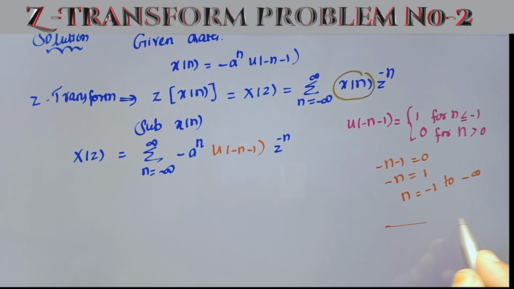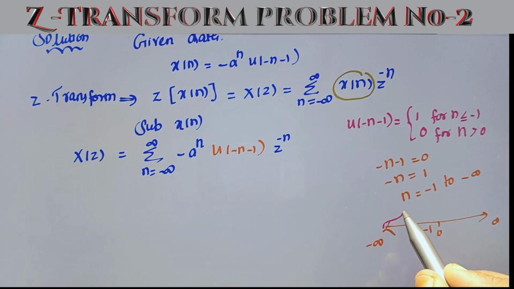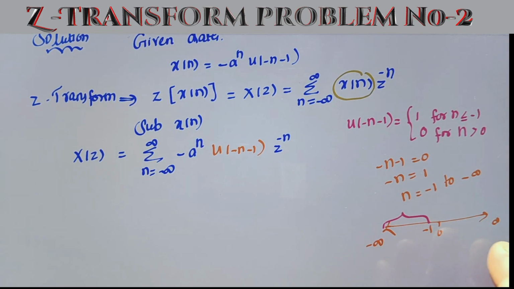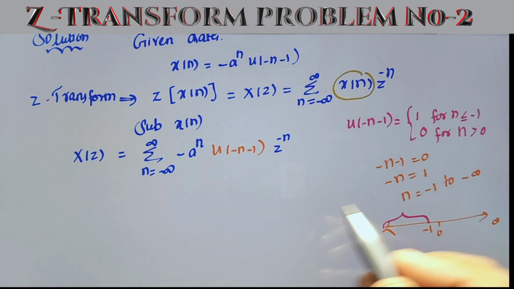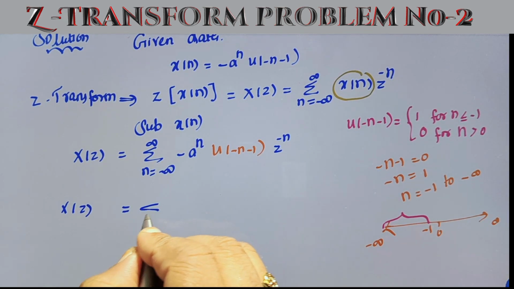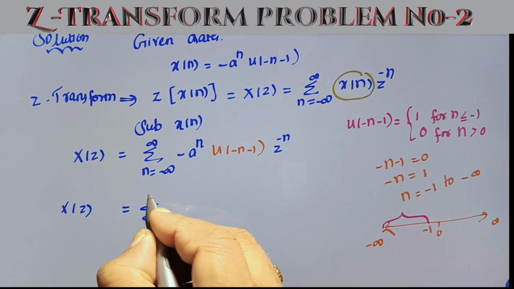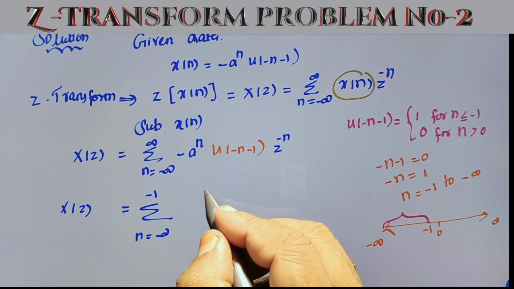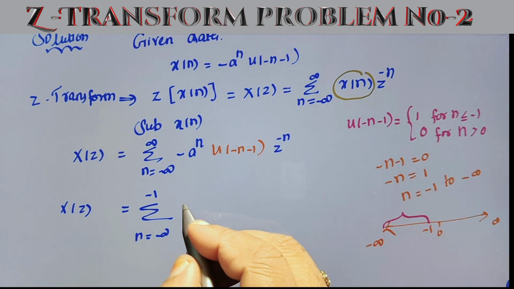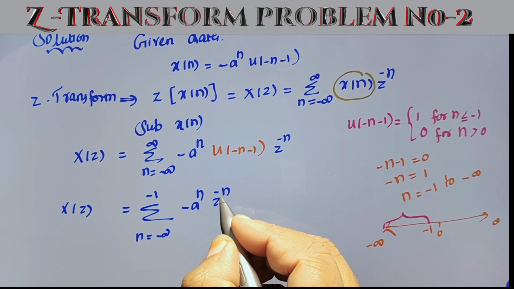This is a timeline. See the timeline. This is for plus infinity, minus infinity. This is for 0. The limit starts from minus 1 to minus infinity. This is the limit range of the given problem, right? Okay. Next step, X of z equal to, change the limit. Here the limit is n equal to minus infinity to minus 1. Once the limit is applied, no need to write the u of n part. So minus a power n into z power minus n.